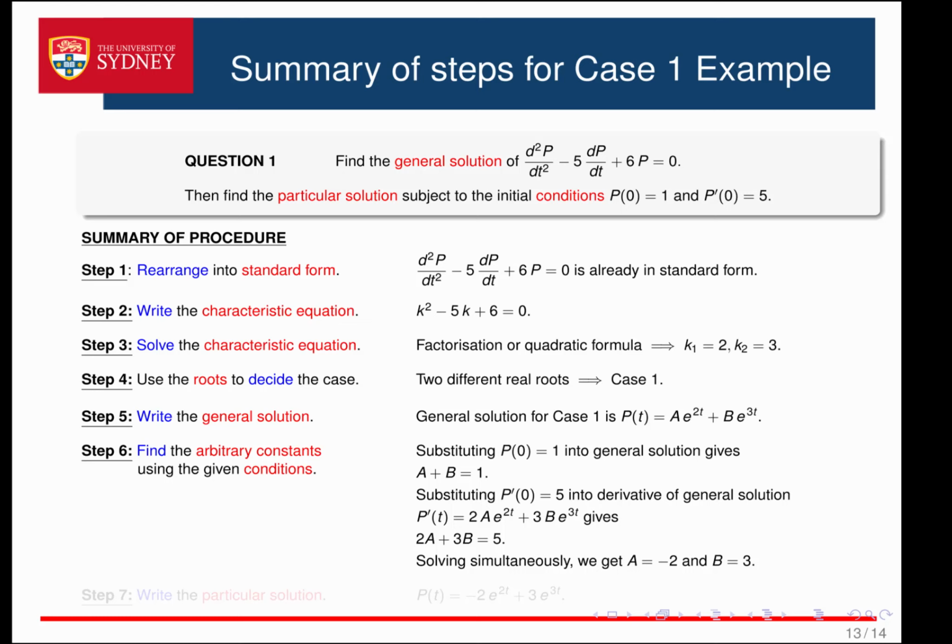We then solved the resulting equations simultaneously and found that a is equal to minus 2 and b is equal to 3. Finally, in step 7, we substituted a equals negative 2 and b equals 3 into the general solution to find the particular solution.